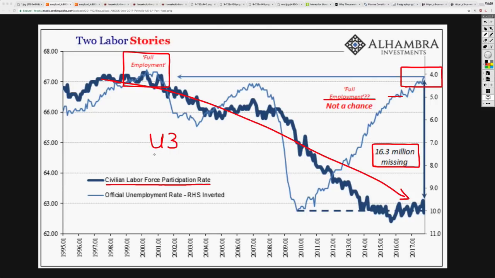If you instead go to the U6 indicator, you get a much better look at how unemployment really is. It's not fully accurate, but it's better. And the U6 includes those disgruntled workers. So the way the U3 works is if you are unable to find a job for more than a year, they just wipe you off the statistics.